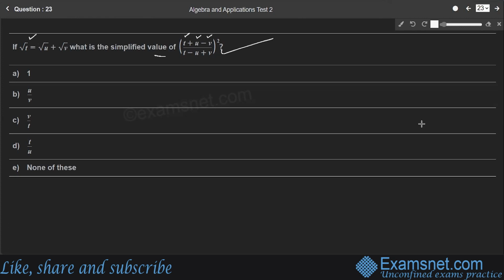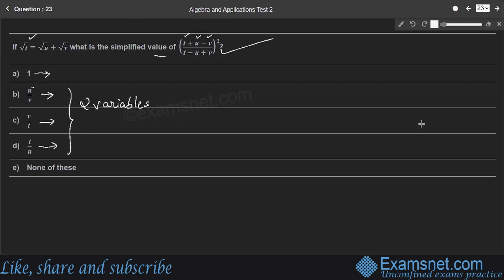In the options A, B, C and D, in option A we have 1 as the answer. In option B we have two variables, u and v. In option C, v and t, and in option D, t and u are the variables. So in each answer, the answer is expressed as the ratio of two variables.